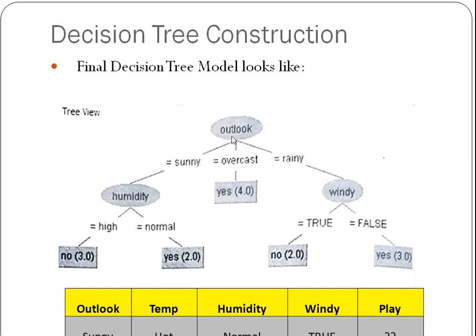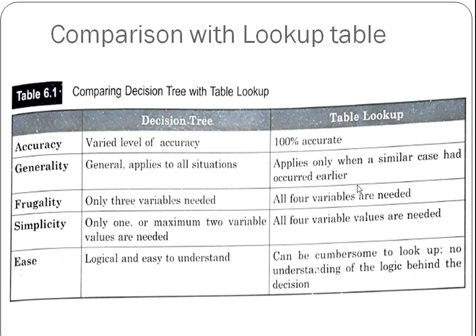Even without telling, it tells Outlook is the most important thing when it is deciding outdoor play or not. And depending upon sunny or rainy: if it is sunny, humidity is most important. If it is rainy, the wind factor is important. So we can decipher some information out of the data. But a lookup table is just a table. What you see is just the data. You cannot figure out any sense out of that data. It can be cumbersome to look up, with no understanding of the logic behind the decision.